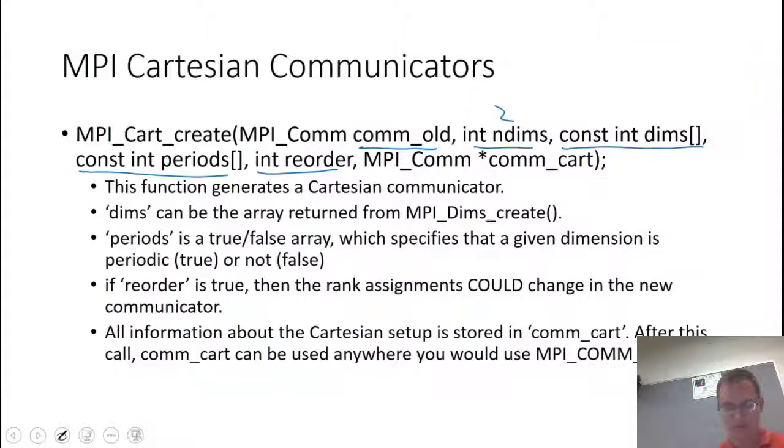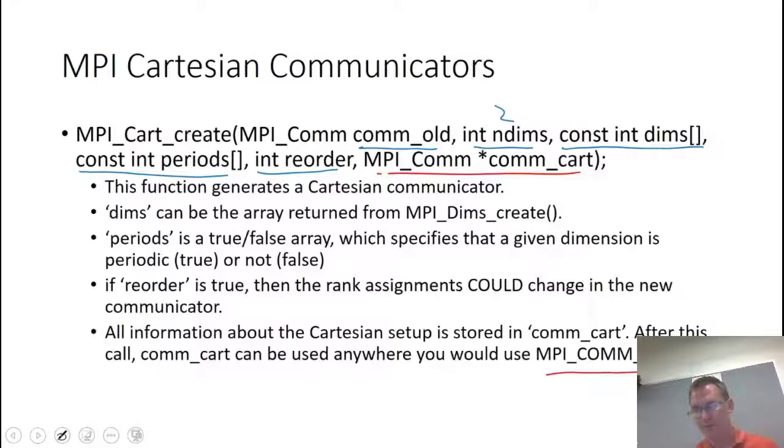So then, in the end, what you get out is a communicator. And this communicator can be used anywhere you would normally use MPI COMM world. Okay? So that one's pretty handy.